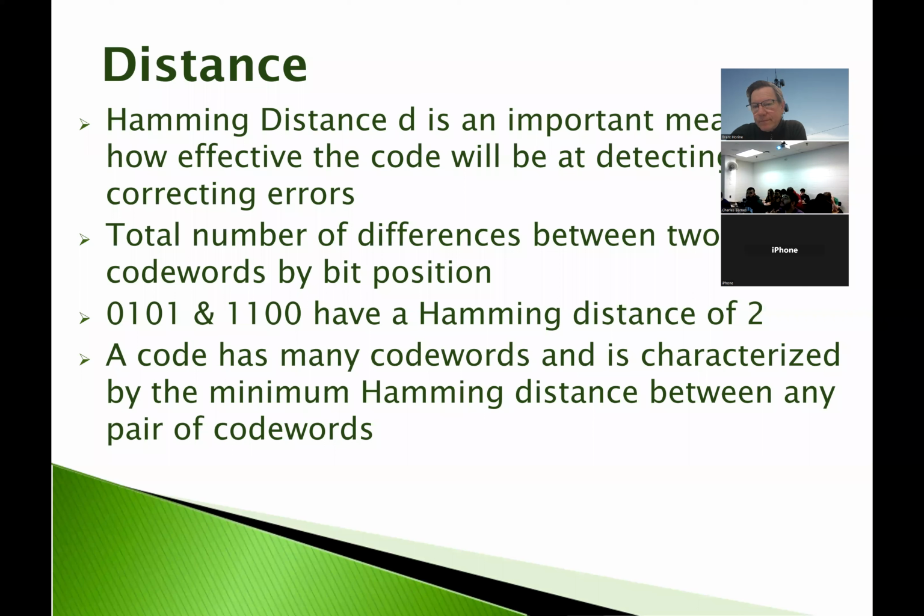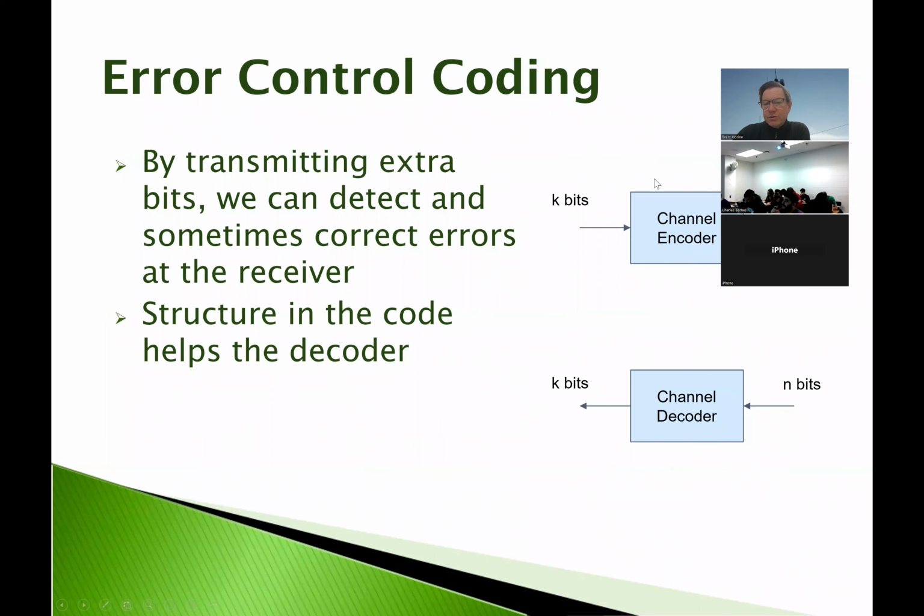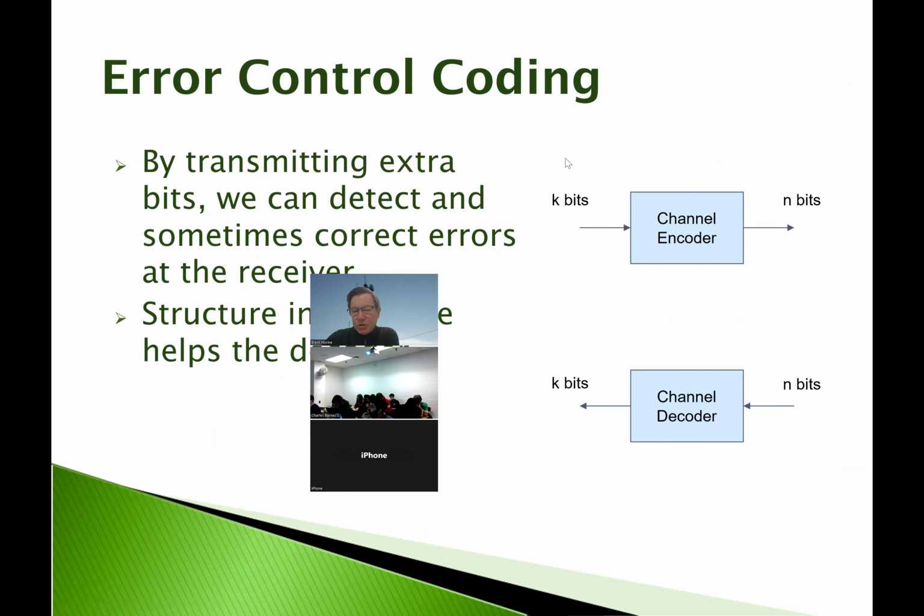Yes, a question. I was just going to ask, Professor, if you could explain the code word again. A code word is the output of the channel encoder. So yeah, I didn't make that clear. We have the message or the data bits coming in, that's K. The channel encoder transforms those K bits into N bits, where N is larger than K. And so the output is a code word.